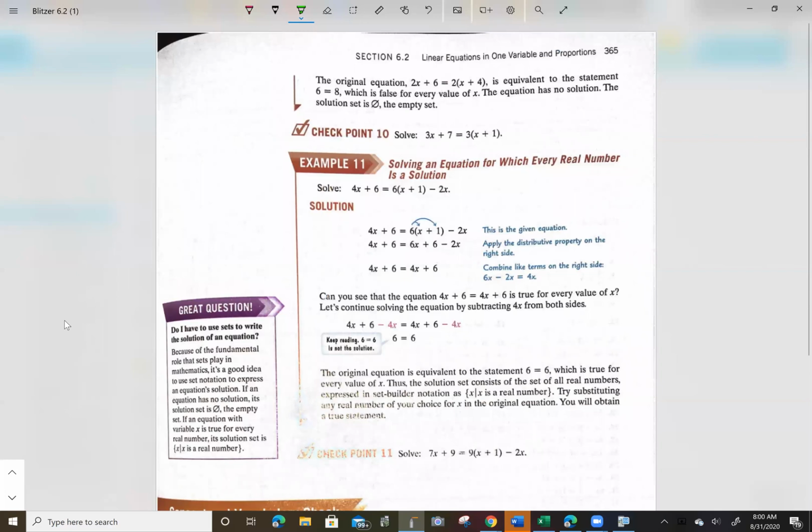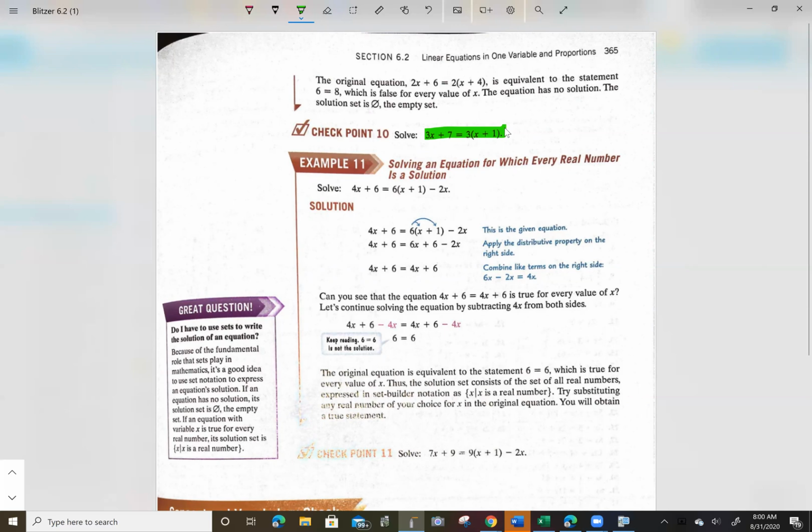Okay, so try the checkpoint here, exactly the same thing. You can distribute that 3; that is the first thing I would do.